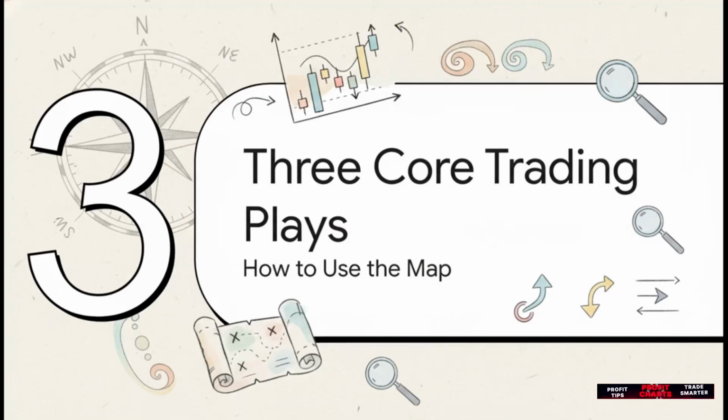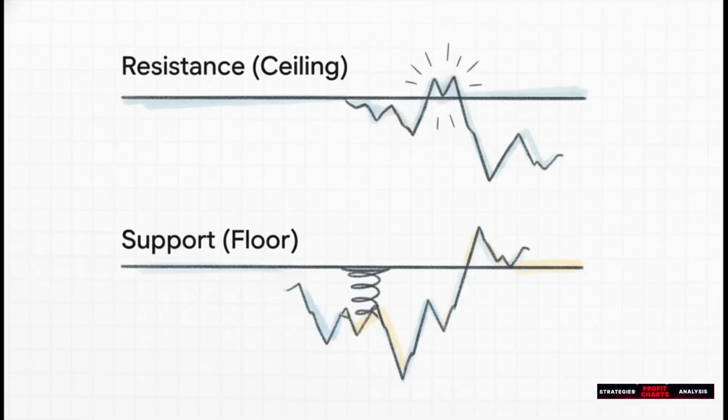Okay, this is where the rubber meets the road. We know what pivots are, we know how they're made. Now let's learn how to actually use this map to trade with 3 core plays you can add to your toolkit. So play number 1, and probably the most common one, is the pivot bounce.